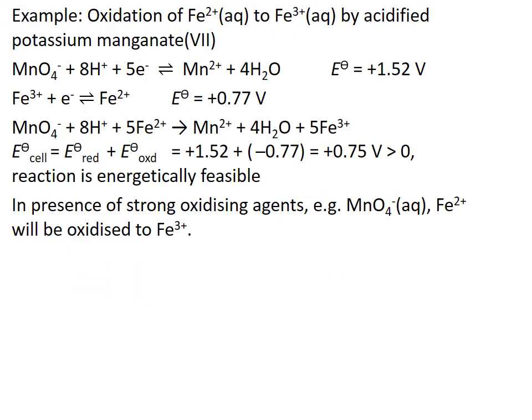Now let's take a look at this example of oxidation of Fe2+ to Fe3+ by acidified manganate. If you take a look at this, you will realize that manganate, being a good oxidizing agent, is easily reduced. And so this is what happens here. Manganate is being reduced to Mn2+ in acidic medium, and Fe2+ can become oxidized. Fe2+ is oxidized to Fe3+.